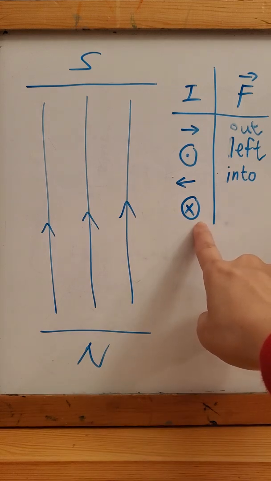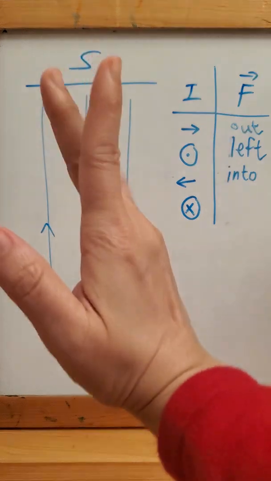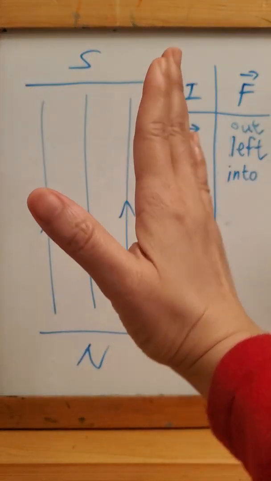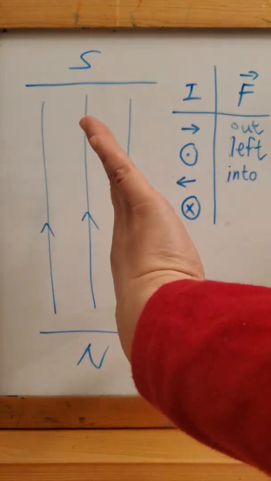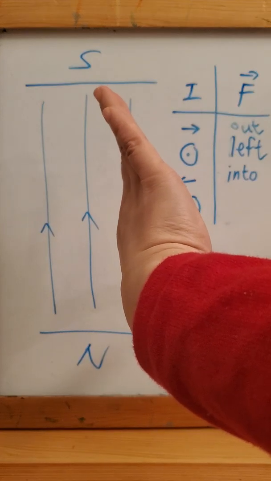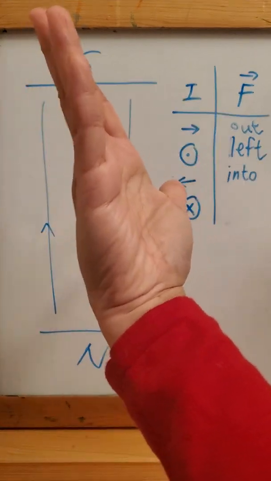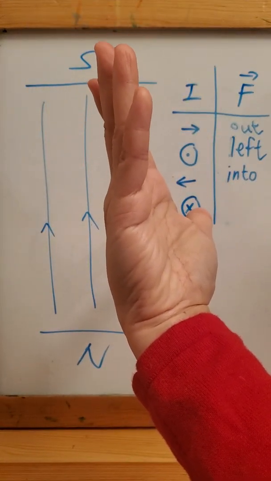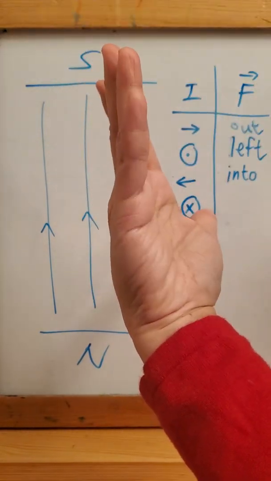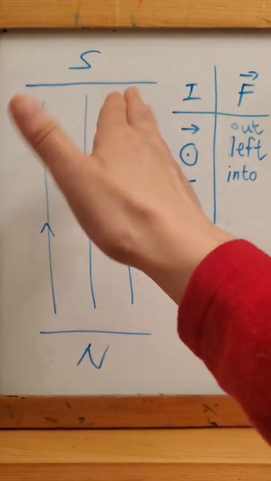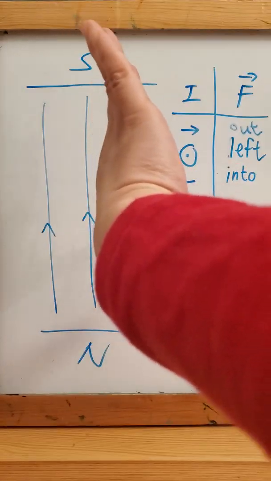Lastly, we need to figure out the force when the current is pointing into the screen. Again, we'll align the magnetic force first. And now the current is pointing into the screen. If you feel that is not comfortable, you may twist your hand in the other direction. You will get the same result. Here, you can see the palm is pointing to the right. So the current carrying conductor moves this way.